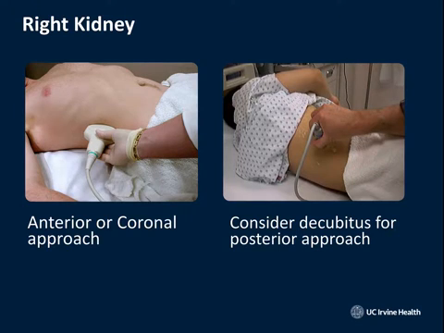Talking about the kidneys, there's really two main ways to look at them. You can do an anterior or a coronal approach, from that FAST scan, Morrison's pouch approach. You can do it this way, or you can roll the patient on their side, a decubitus position, and look posteriorly there and get a view that way as well.